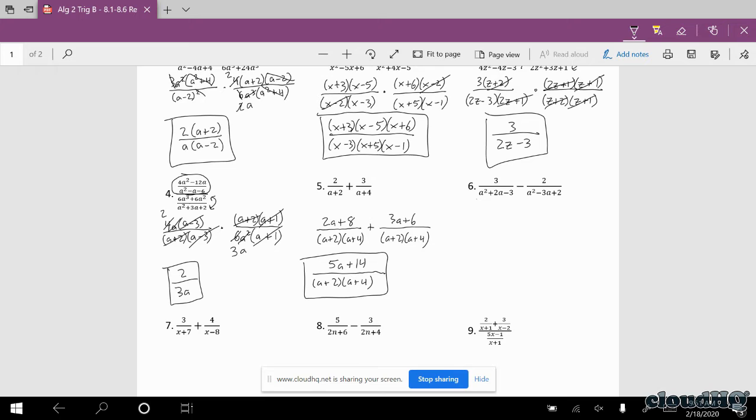Number 6, I need to first check out these factorings. A plus 3, a minus 1 for the first denominator, a minus 2 and a minus 1 for the second one. So they have an overlap of a minus 1. So I'm going to have an a plus 3, going to have the a minus 1, and I also need to include a minus 2. Together, that will make up my least common denominator.